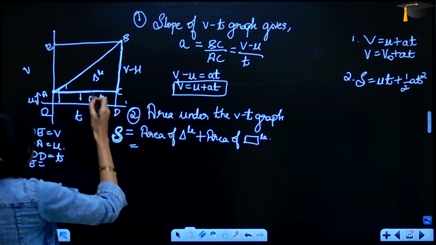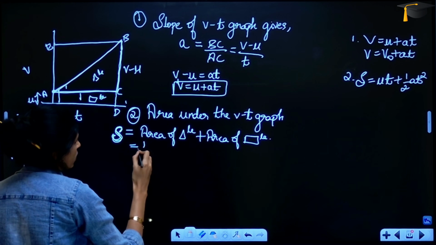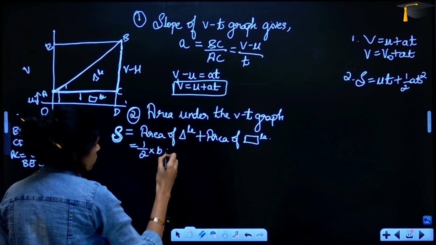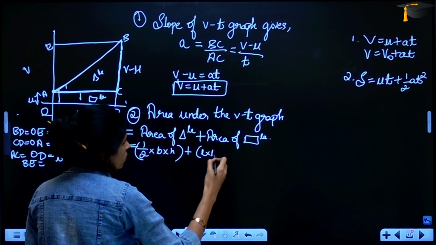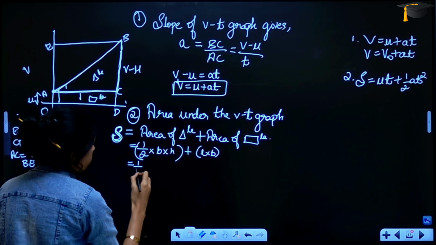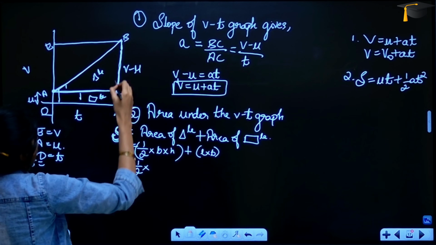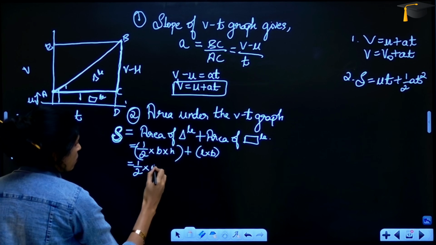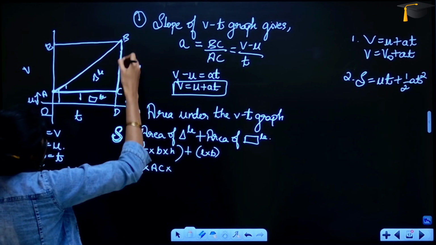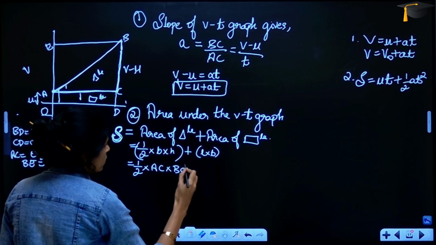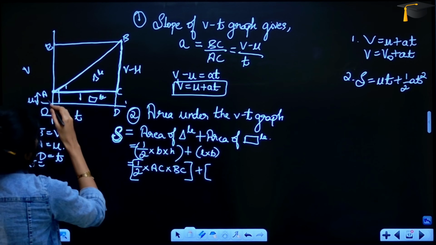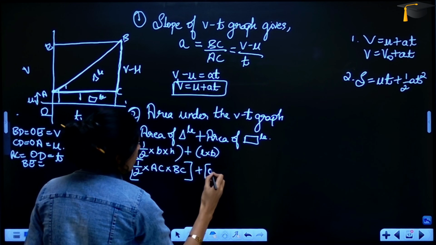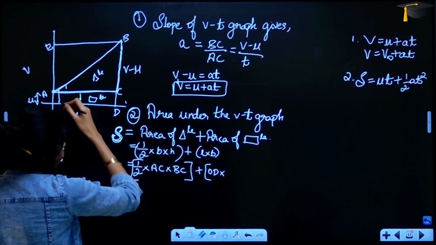The area of a triangle, we know, is half into base into height, whereas the area of a rectangle is length into breadth. Looking at the triangle, the base is AC and the height will be BC. This is for the triangle. Next, for the rectangle, I'll take the length as OD and the breadth as OA.